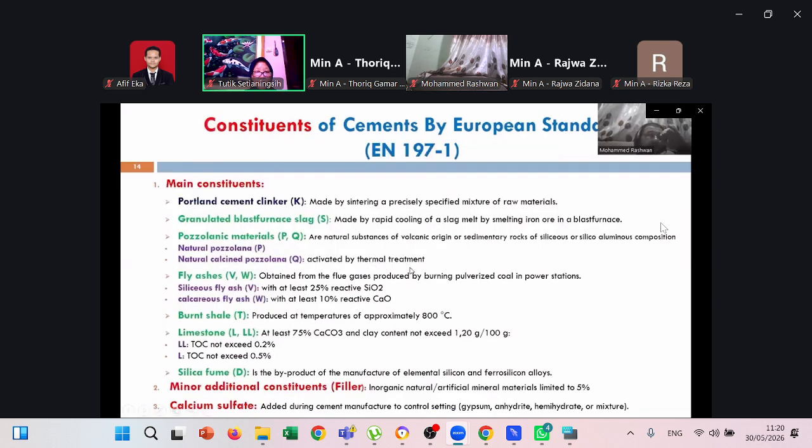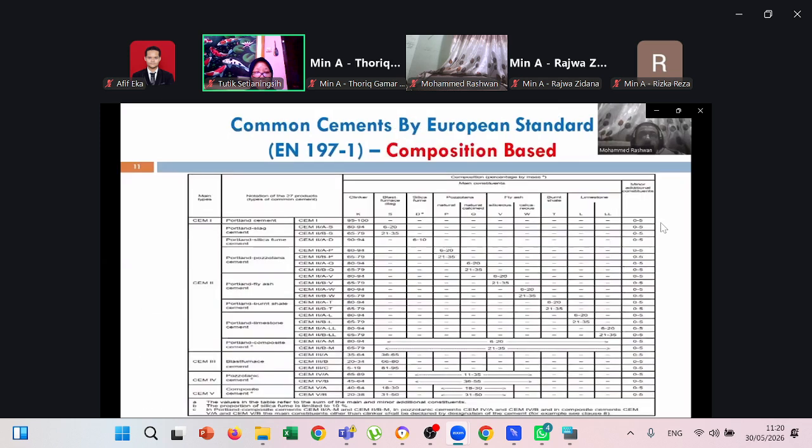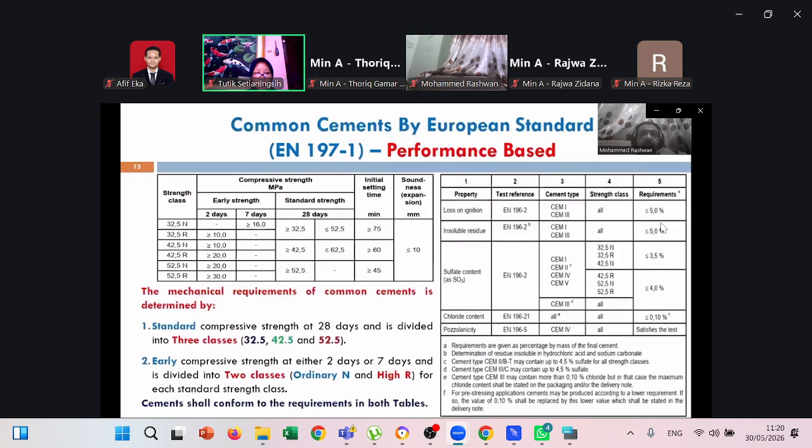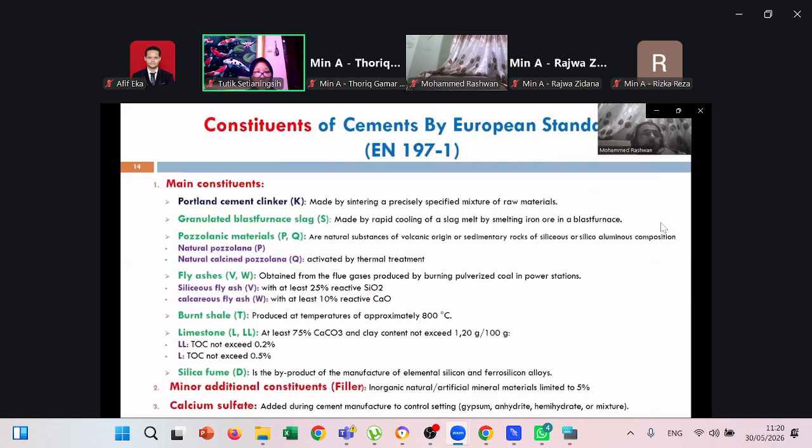Now we will speak about the constituents, the main constituents of cement, as shown in the table before. This table shows that the main constituents of the European standard are as follows. Portland cement clinker, produced by sintering precise mixtures of raw materials that are homogeneous, as mentioned before.